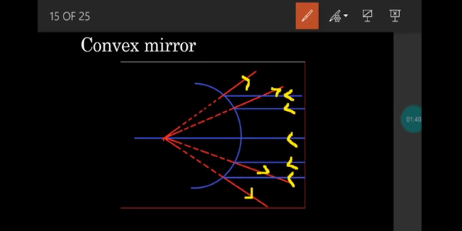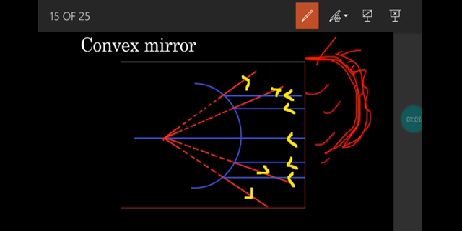A convex mirror is a divergent mirror. That means it is also a part of a spherical mirror, but the reflecting surface is the bulged one, this part. Now when rays fall on this bulged part, look at the diagram, the blue color lines, these incident rays, when they hit this convex mirror, they get reflected back, the red color lines. These are reflected lines. When they are getting diverged, we will extrapolate these lines.